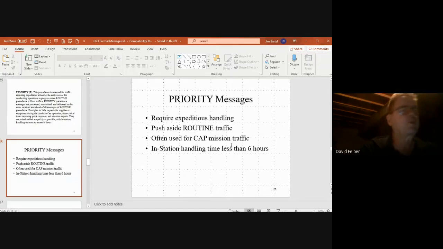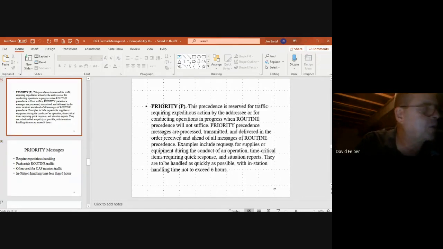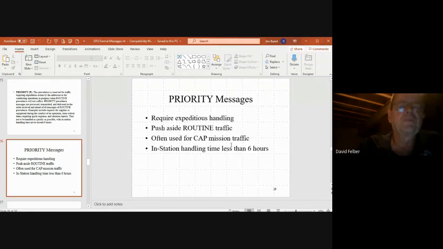The only priority I've heard was when air crew was arriving, expected within a couple of hours at a local airport and needed transportation. And there was a priority message sent advising someone at the destination the transportation was needed at a certain time. Time critical. Priority messages go ahead of all routine messages, and you try to handle them in less than 6 hours.